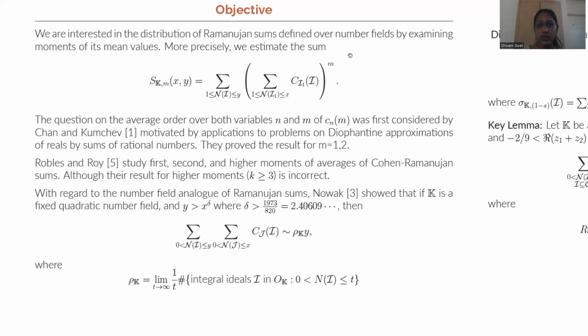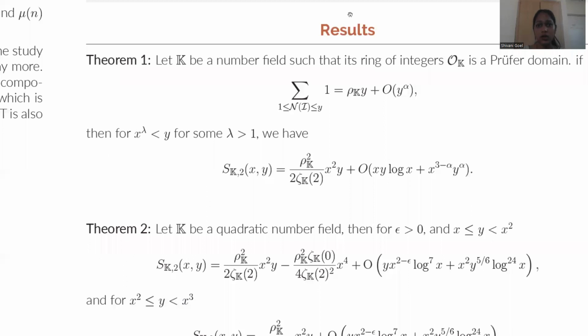So we prove that. These are the main results. The first result is for Prufer domains. A Prufer domain is a special kind of domain where the norm of the product of any two ideals is equal to the norm of their LCM times the norm of their GCD. If we consider the condition that the norm of the ideal is less than or equal to y, the number of such ideals is equal to this, then we get the second moment is equal to this, provided that x to the power lambda is less than y for some lambda greater than 1.